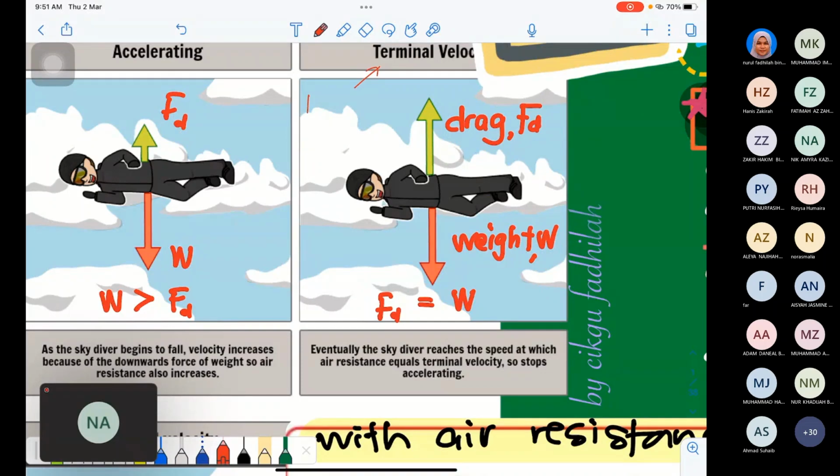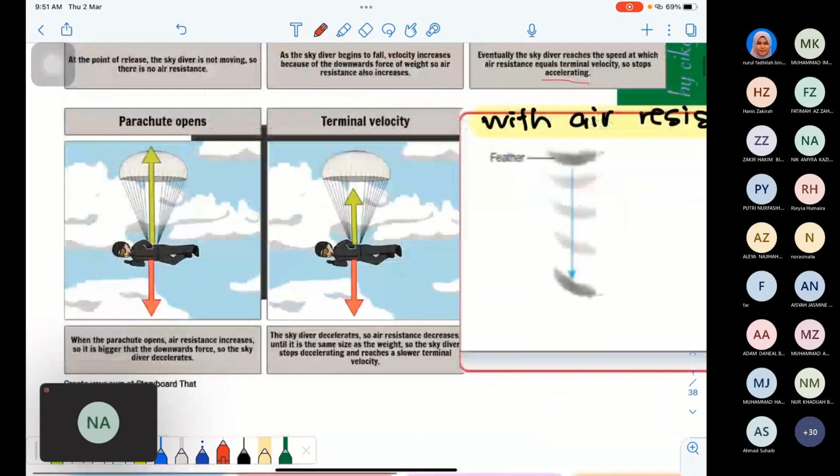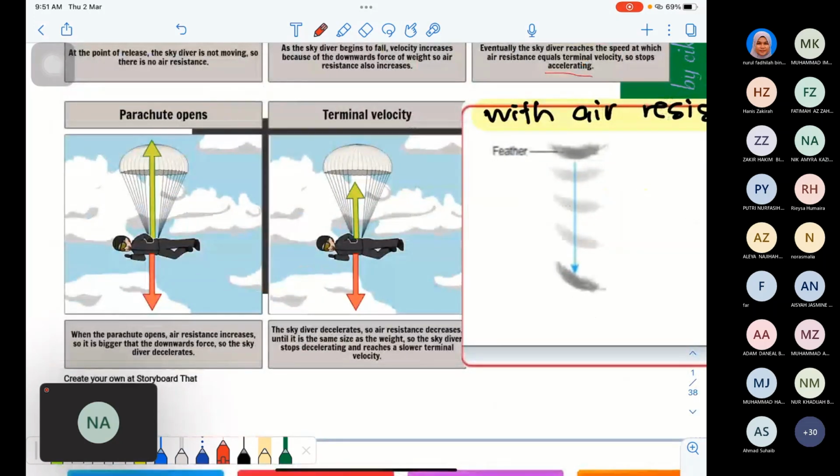Apa maksud terminal velocity? Terminal velocity maksudnya he is moving with a constant velocity. Look. Okay, and dia no longer accelerating. Kenapa macam ni? Bukankah kat dunia ni memang ada gravitational force? Kenapa dia tak accelerating? Sebab kita ada drag yang besar. Drag tu adalah air resistance.